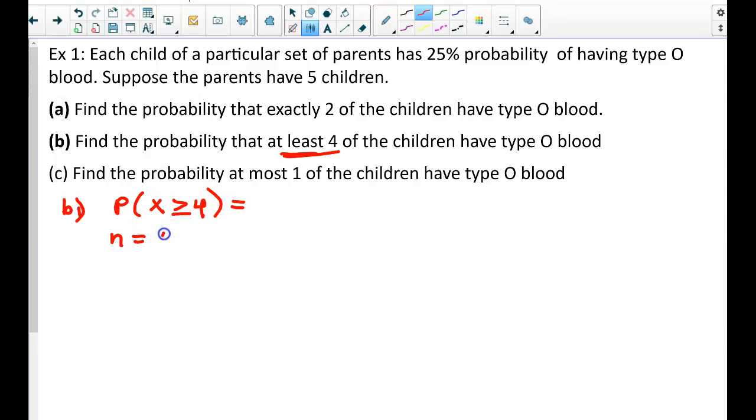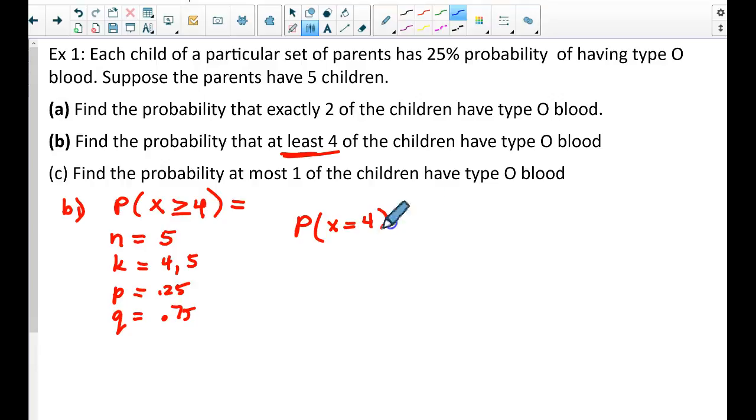So N is still 5. That's the total number of trials. K in this case is 4 to 5, because 5 is the maximum you can go for. P is 0.25 and Q is 1 minus P, or 0.75. And we're going to fill it into the formula. So the probability, you're just going to add this together. X is equal to 4 plus the probability, not X. Yes, it is X. X is equal to 5.